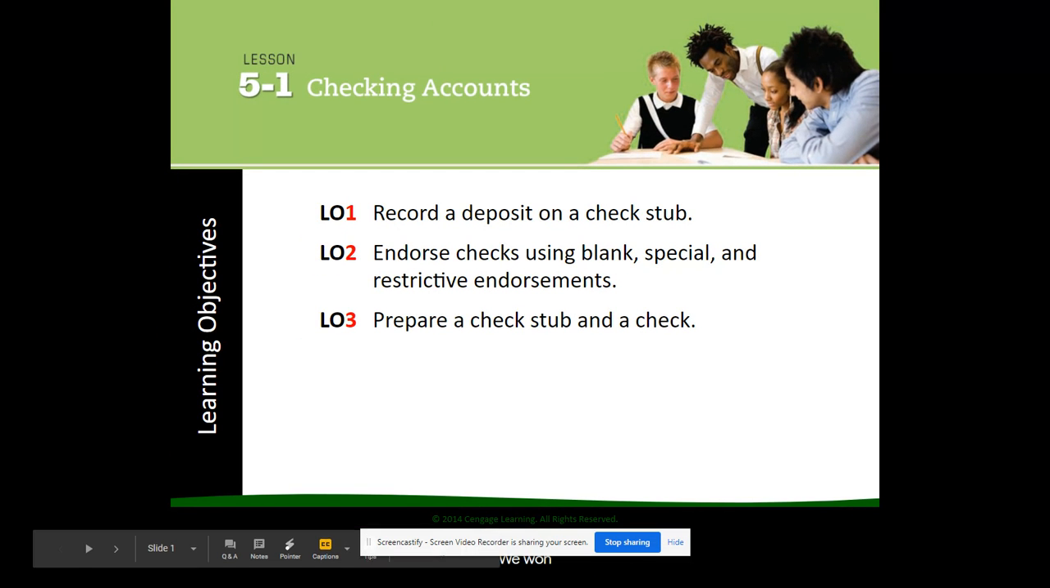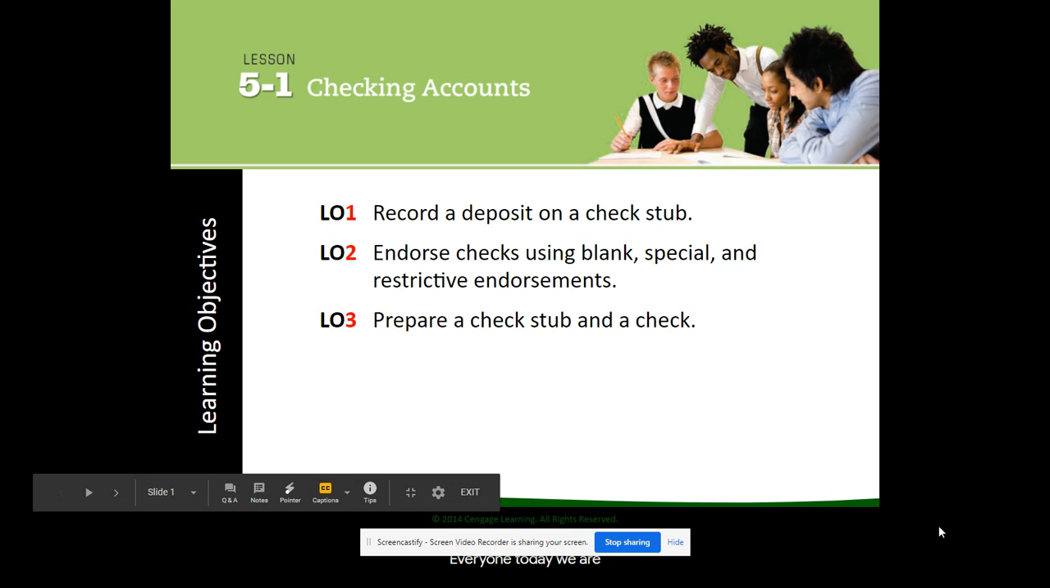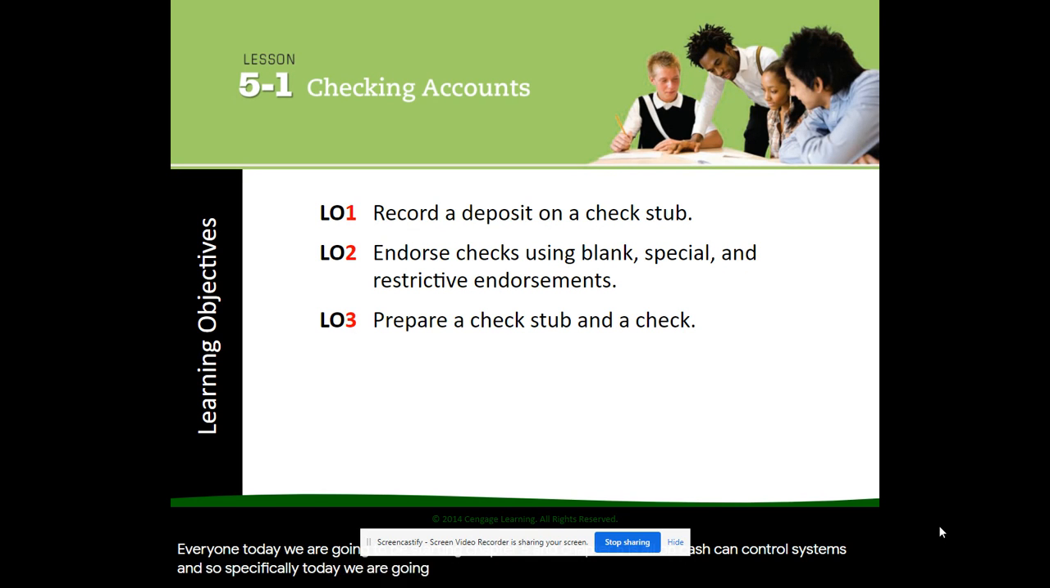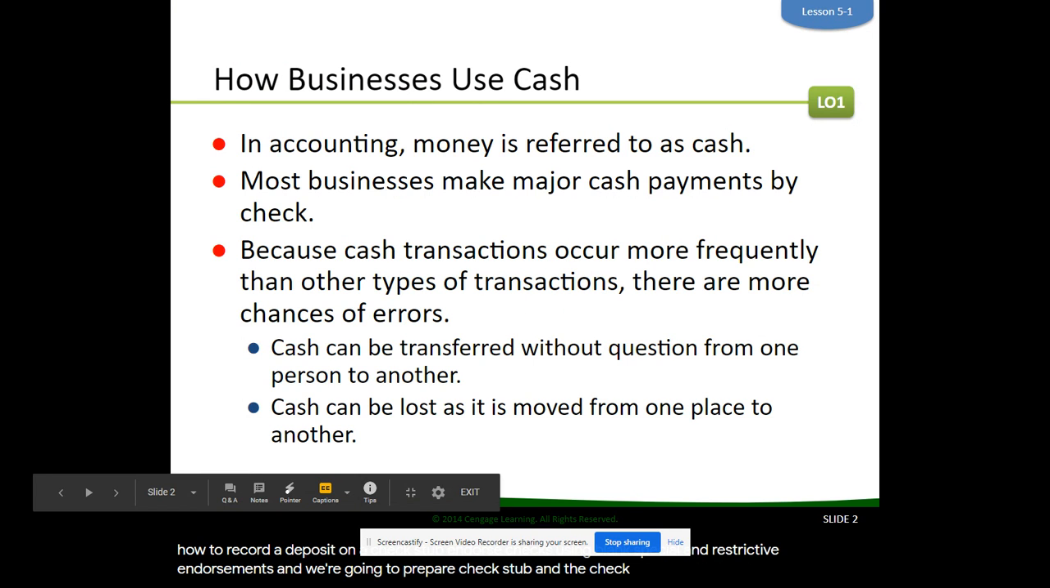Hi, everyone. Today we are going to be starting chapter five. And chapter five is all on control systems. And so, specifically today, we're going to be focusing on checking accounts. We are going to talk about how to record a deposit on a check stub, endorse checks using blank, special, and restrictive endorsements, and we're going to prepare a check stub and a check.